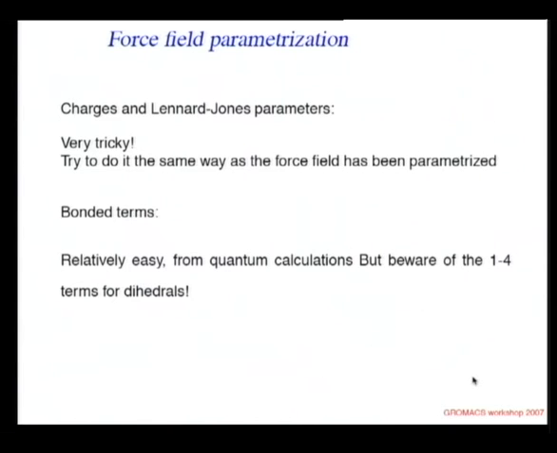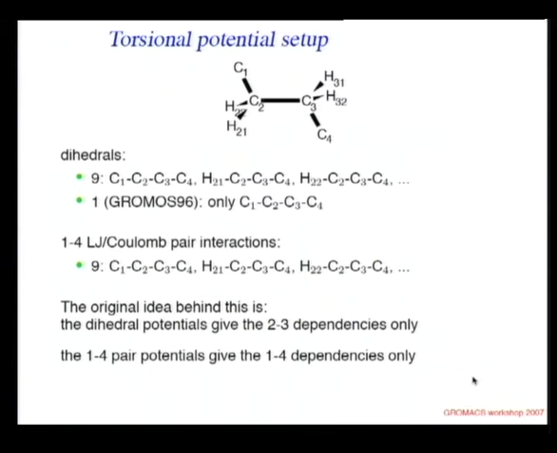Dihedrals are often things that you need to do. So this is relatively easy, because from quantum calculations you can nowadays, without too much effort, get these parameters. But you have to be careful about the 1,4 terms, as I mentioned before, so I'll show now how that works. So say I have a dihedral here, so I have this bond between C2 and C3, and the groups on the sides, so these groups can rotate with respect to each other around this bond.